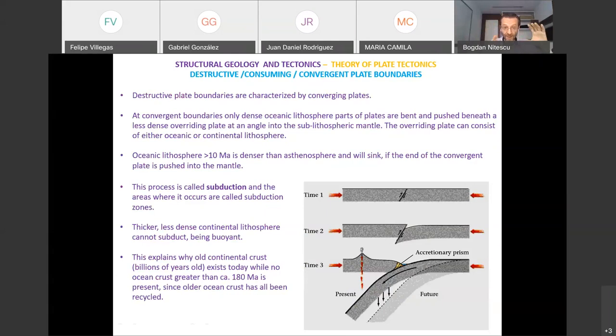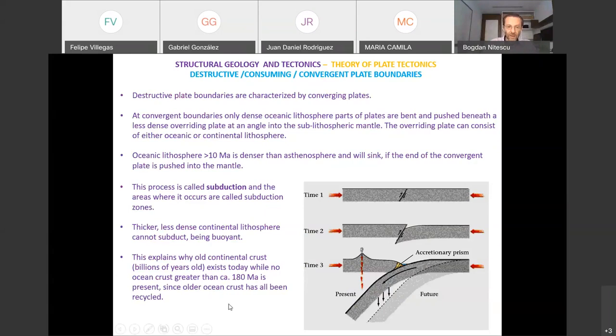But the continental lithosphere cannot sink. Continents are thick, and the density of continents is lighter, less than the density of the oceanic lithosphere. So they are buoyant, they are not going to sink. So that's one rule of the game.